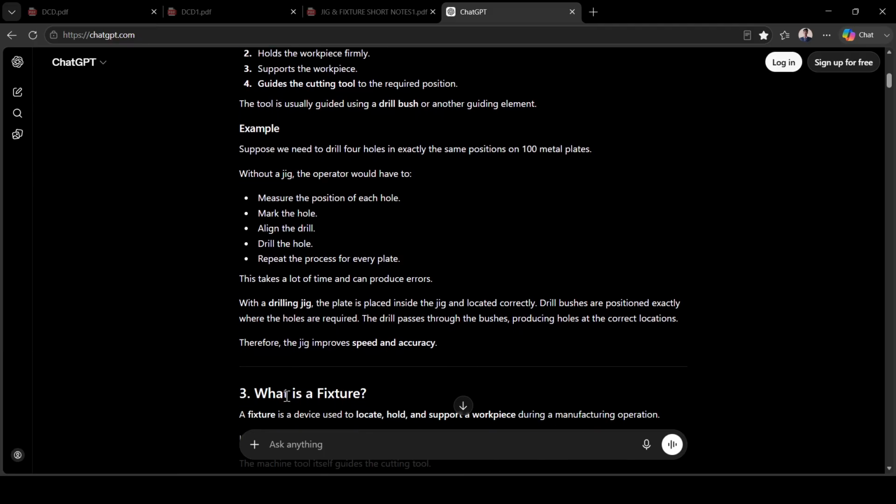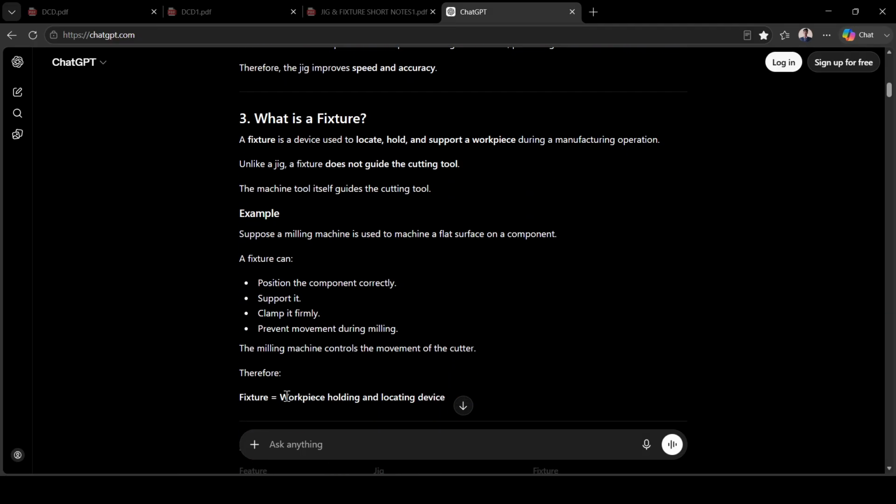With a drilling jig, the plate is placed inside the jig and located correctly. The drill bushes are positioned exactly where the holes are required. The drill passes through the bushes, producing the holes at the correct location. Therefore, the jig improves speed and accuracy.